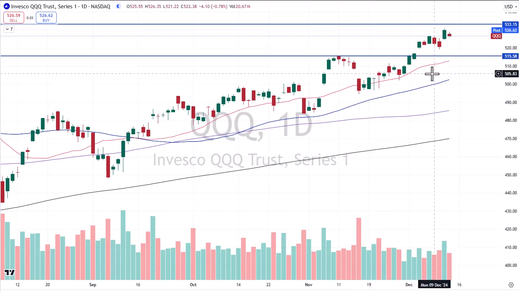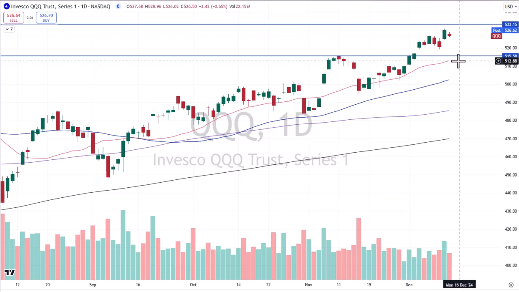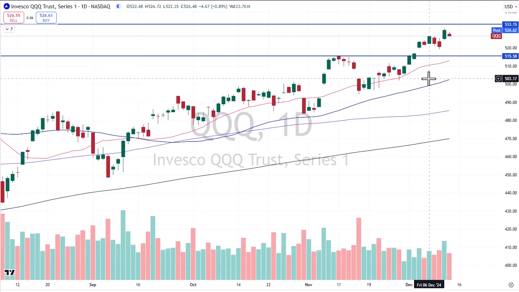Why? Because they're above all the moving averages. The trend is your friend. The moving averages are trending in the upward direction. Sure, they can come down to run a test closer to the moving averages, but all in all, there's nothing technically wrong with this market, with this chart. We're the umpire calling balls and strikes.